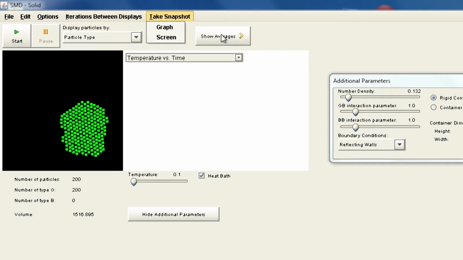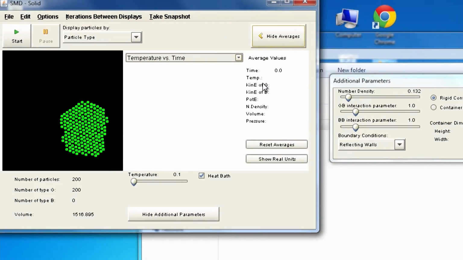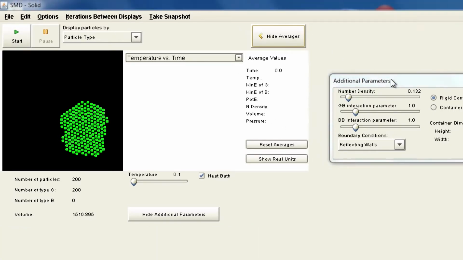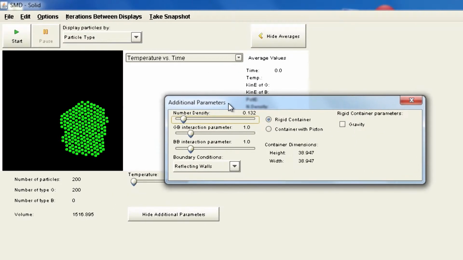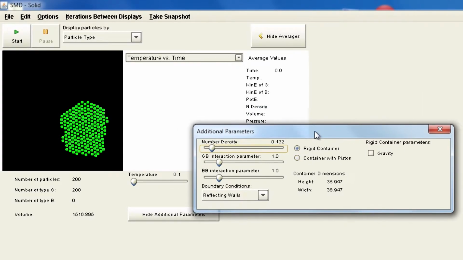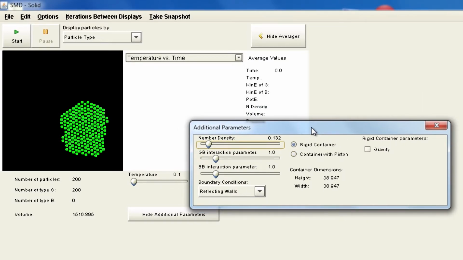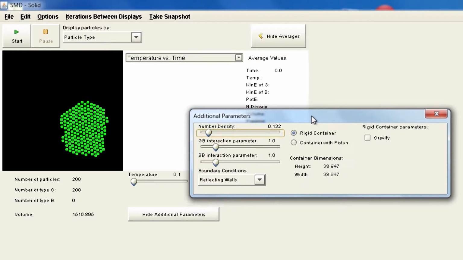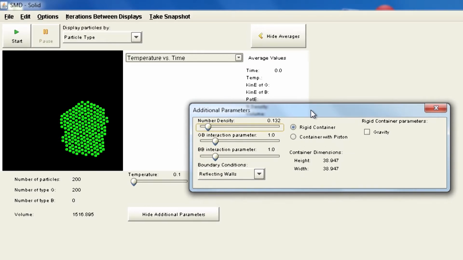Now, you understand that these are the averages. We have time, temperature, kinetic energy, potential energy, density, volume and pressure. These were the things we were looking at earlier as well. We also have additional parameters, which are the number density and the size of the box. As you change the volume of the box, you change the number density, because the number of particles over the volume of the simulation box gives you the number density.